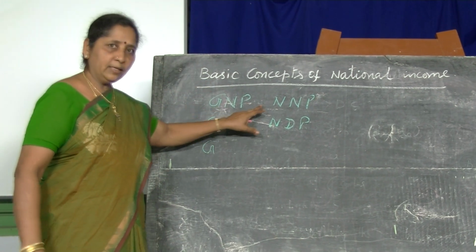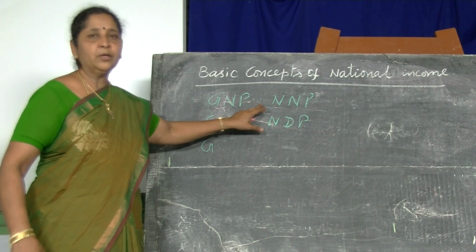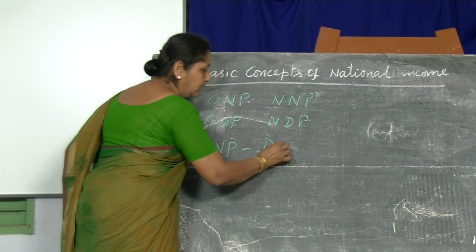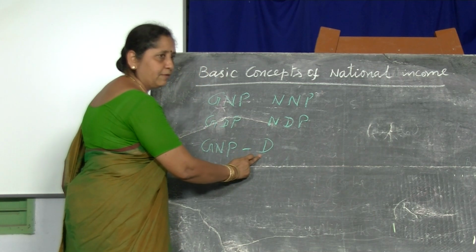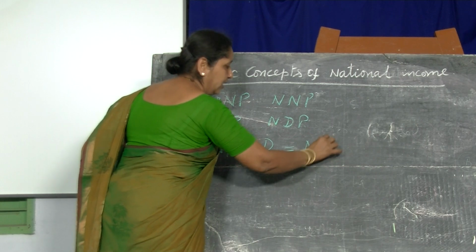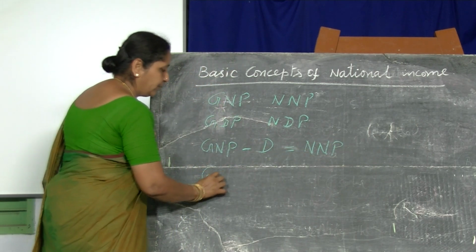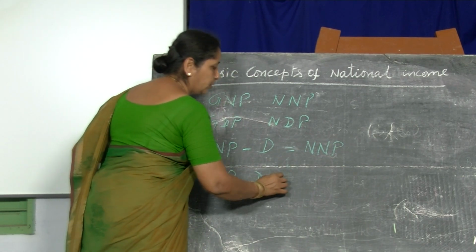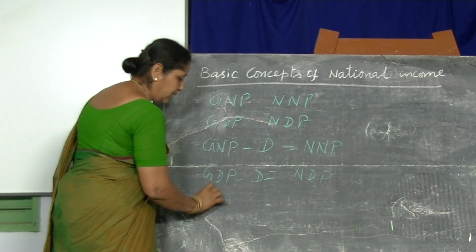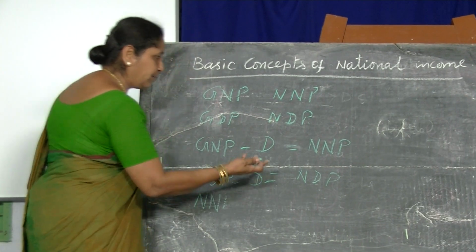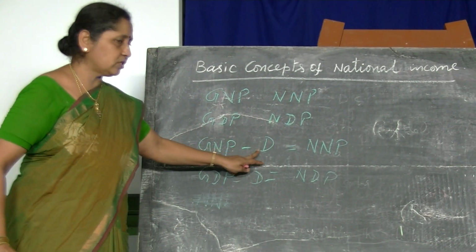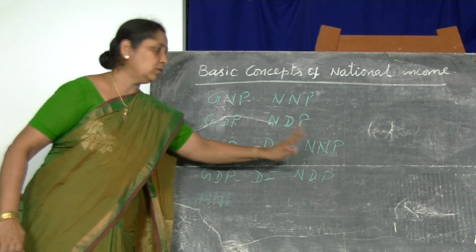If you deduct depreciation from GNP, you will get NNP. GNP minus depreciation, I use a short form D for depreciation. GNP minus depreciation will give you NNP. The same way GDP minus depreciation will give you NDP. NNP and NDP are already net concepts, so we need not change them. Gross minus depreciation is equal to net.